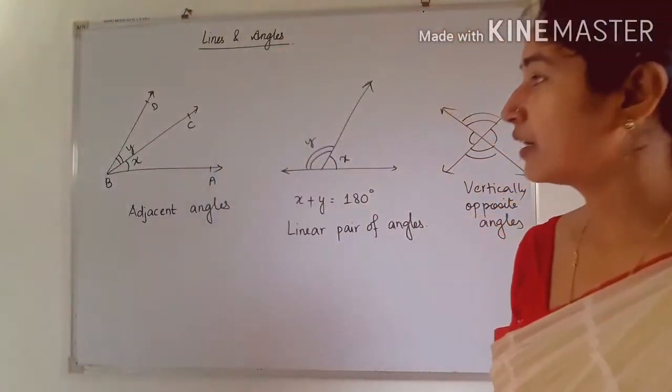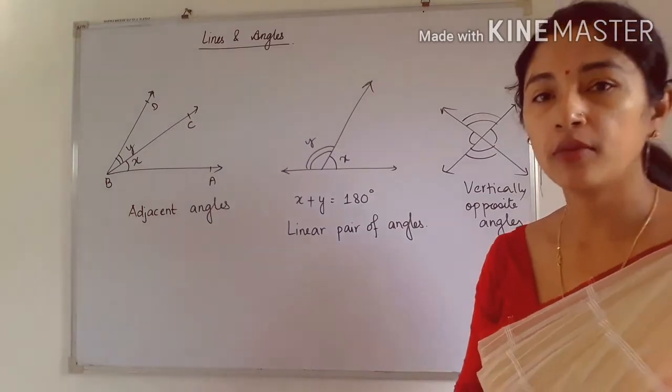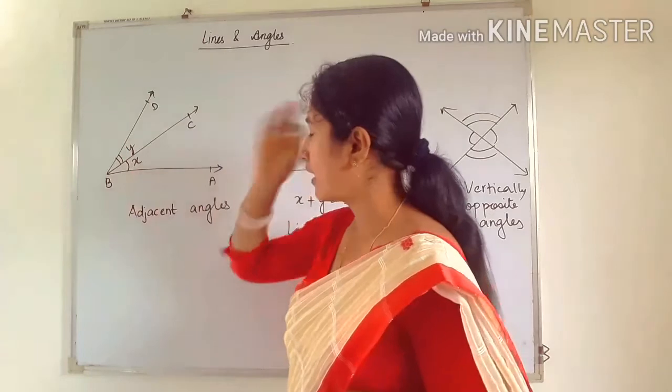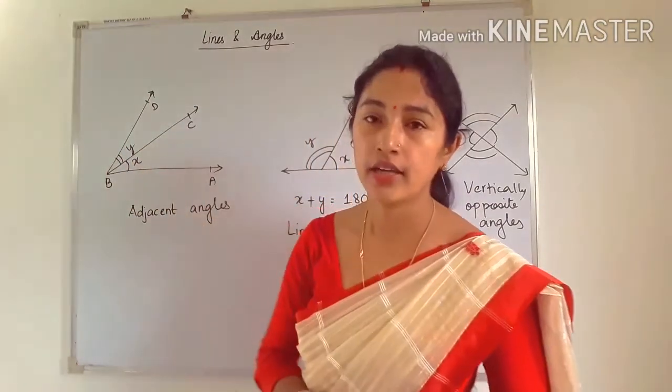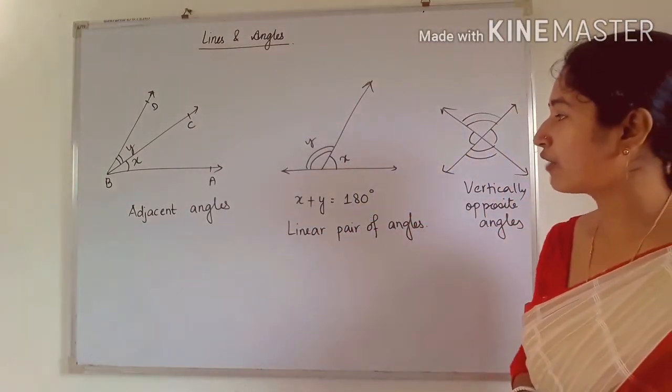Next is adjacent angle. Adjacent angles are the angles which share a common arm, or we can say a common ray. Suppose x and y here, there are two angles and they are sharing a common ray, that is BC. So they are called what? Adjacent angles. So x and y are adjacent angles.